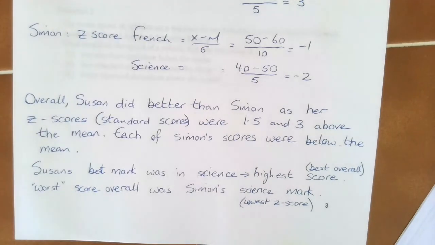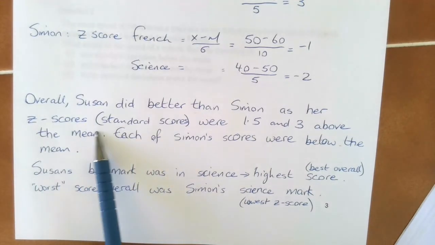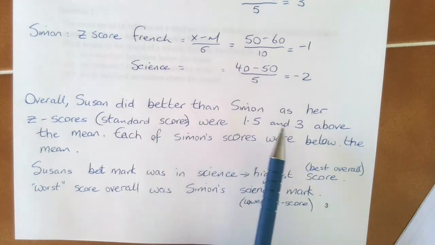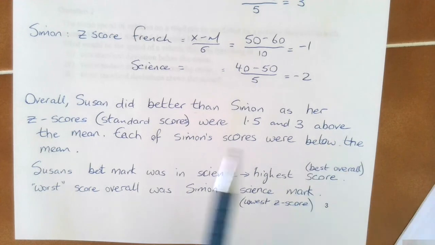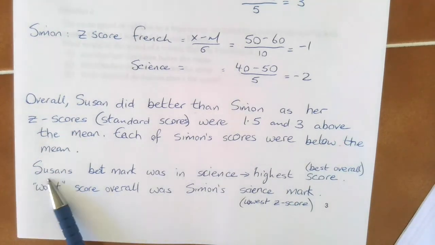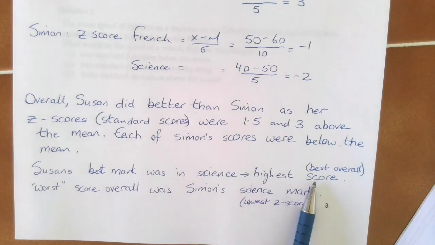Just to conclude, overall Susan did better than Simon, as her z-scores, also known as her standard scores, were 1.5 and 3 above the mean. Each of Simon's scores were below the mean, at -1 and -2. Susan's best mark was in science, and that was the best overall score, since it was the highest one. And the worst score overall was Simon's science mark, which had the lowest z-score. You can see it is -2.